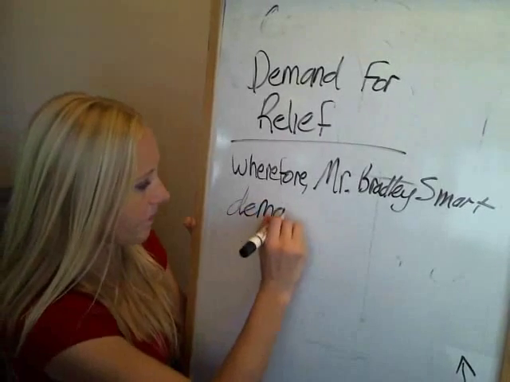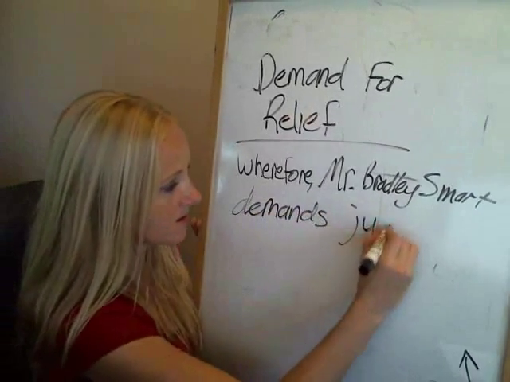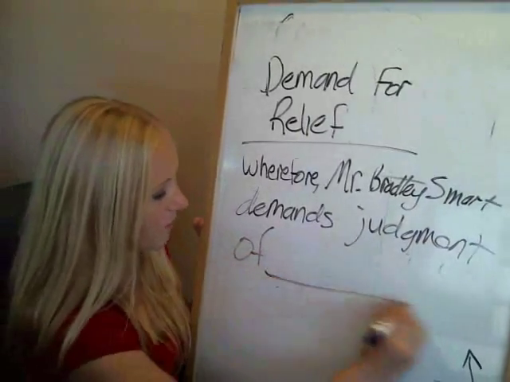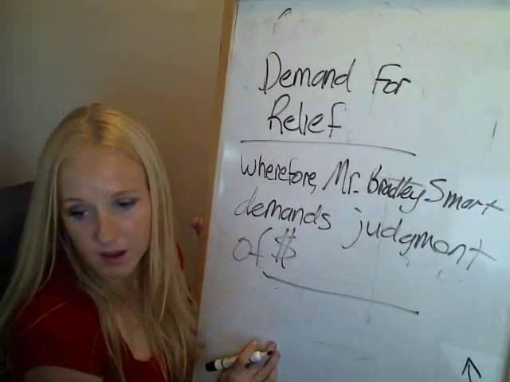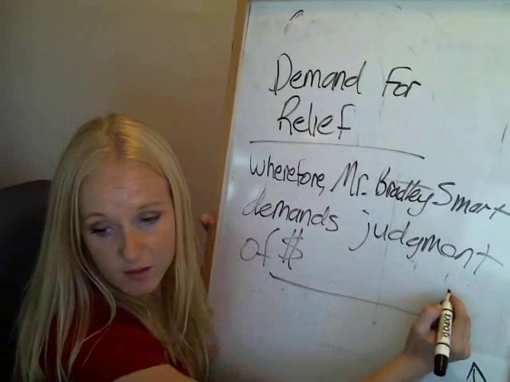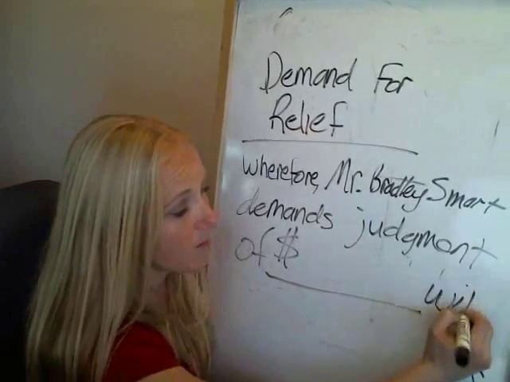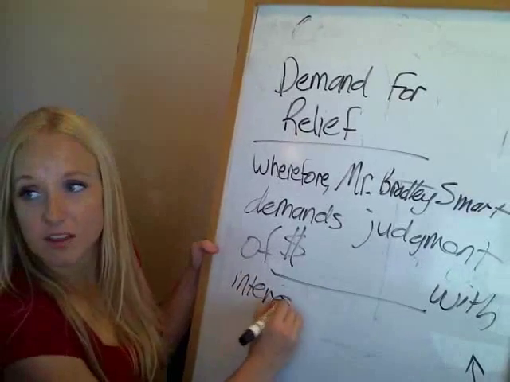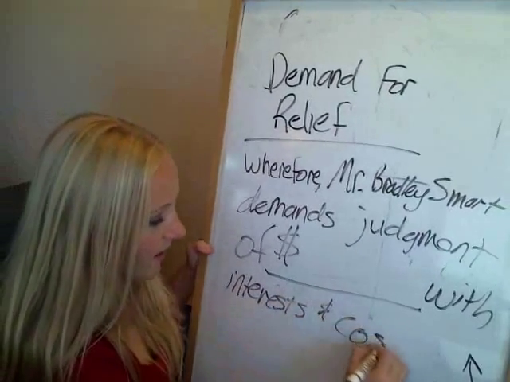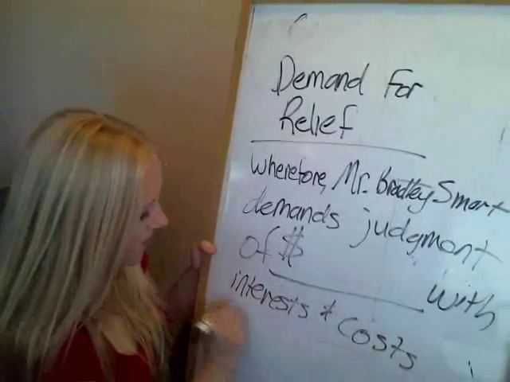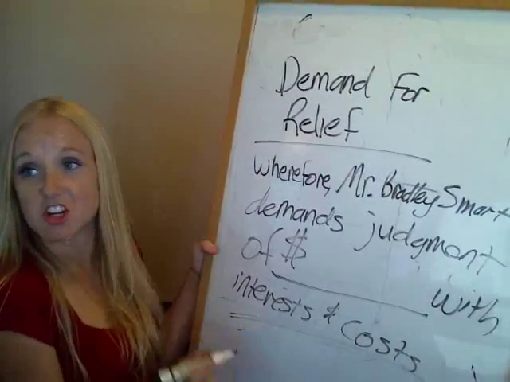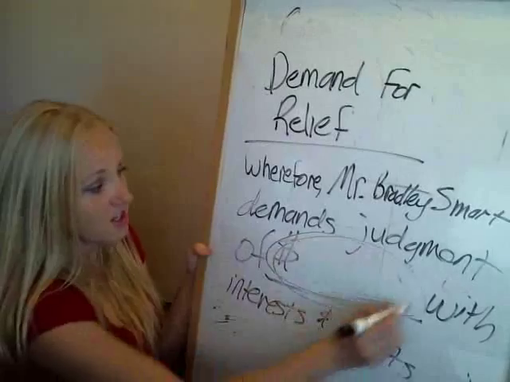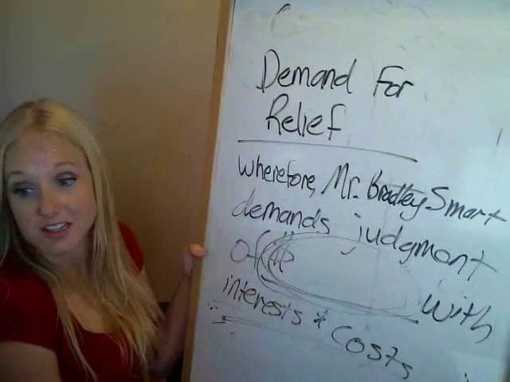Demands judgment of, and then you want to put the amount in here, with, and then you're probably going to say with interest and costs. With the interest and costs, this is going to mean the cost of this litigation, your attorney's costs and your fees for filing. He's demanding this in addition to this sum. So they're going to have to pay all these attorney's costs.